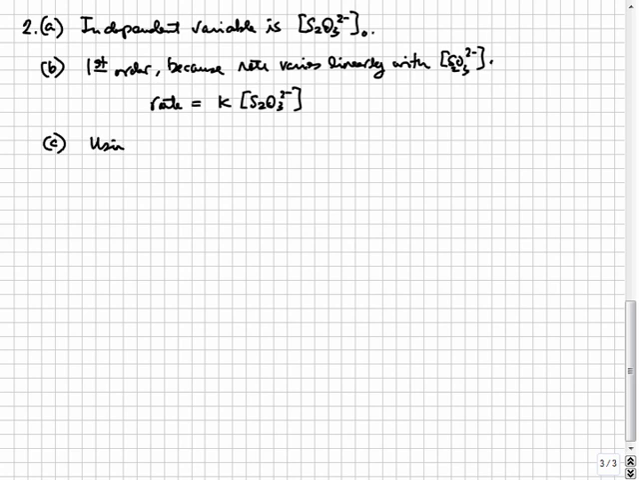C. To compute the value of k, we can use any one of the experiments. Using trial 1, we get rate 0.020 molar per second equals k multiplied by the concentration 0.050 molar. So k equals 0.40 second to the minus 1.